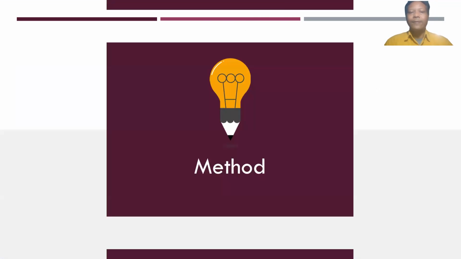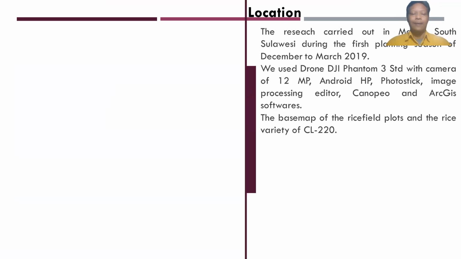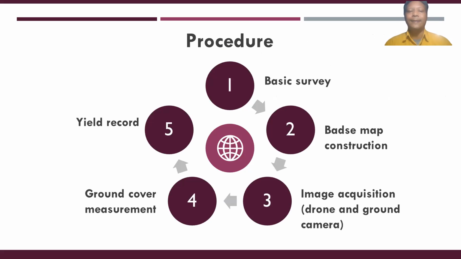The method that we use involves several steps, and the study was carried out during the first planting session of 2019 in Maros, South Sulawesi, Indonesia, using a drone and ground camera on the rice variety CL220. This is the new variety released by the Department of Agriculture in Indonesia.